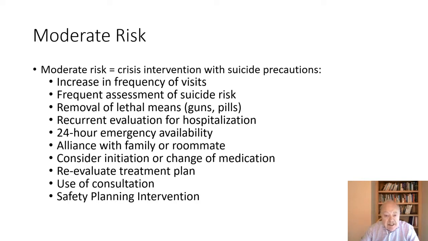So we already know what crisis intervention is. Suicide precautions would mean more frequent visits, and frequent discussion of suicide risk. It would mean removing lethal means, especially guns and pills, from the person's home, which is a whole thing in and of itself that we'll talk more about. That you would keep considering the possible need for hospitalization, that there would be some 24-hour availability set up, that you have an alliance with the family or the roommate, that you would consider medication or a change of medication, that you're constantly willing to reevaluate the treatment plan, that you're using a consultant, and that you would use the safety planning intervention, which is actually a specific formal intervention that we'll talk about a little bit later. Okay, this is what moderate risk is.